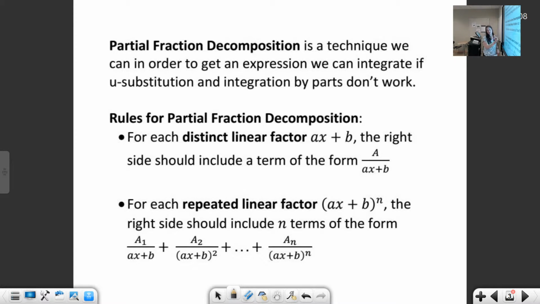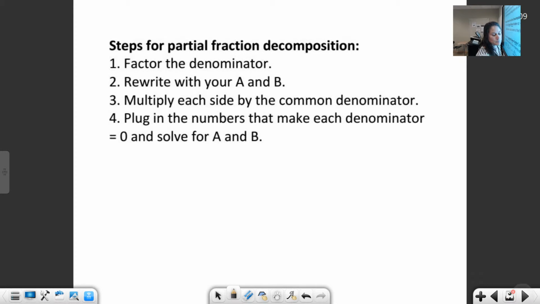So you've got to look at what the factors on the bottom look like. If they're distinct linear factors, meaning they are different, linear, we know x to the first power is linear, and they're all different, you're going to set them up just like this: A over whatever the factor is, and you might have a B over the factor. You keep going. Then we'll look at one that has repeated linear factors, where you've got x plus 3 squared, two of them, and we'll set that up like that. In our next class period, we'll also go over quadratic factors, because that's a whole different ballgame.